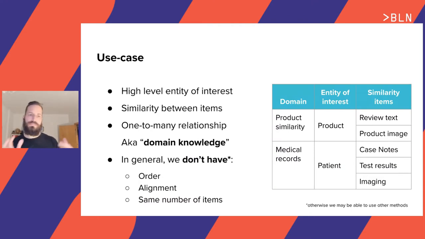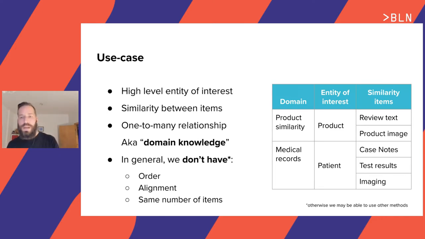So we have an entity of interest. This can be something like a product. This can be something like a user, or a patient if you look at medical records. And each one of these entities has some data items that are connected to it. So in terms of products, we talk about something like product reviews, product images; in terms of patients, case notes, test results, imaging, et cetera, et cetera.